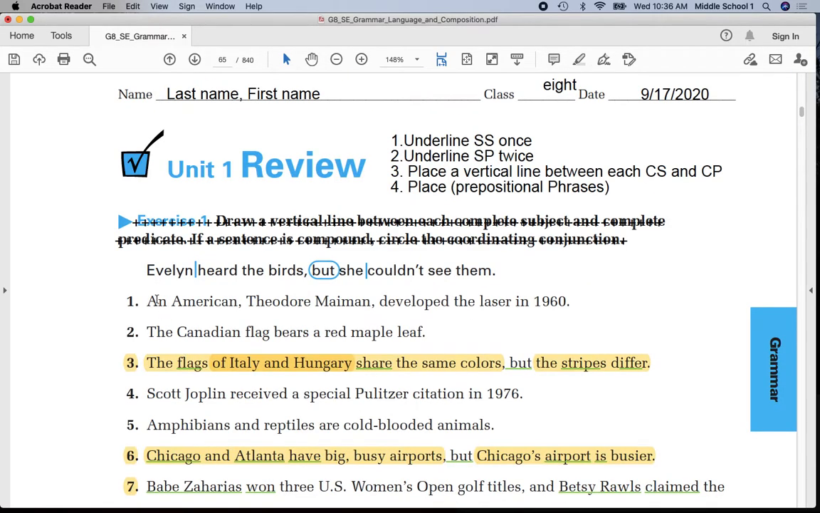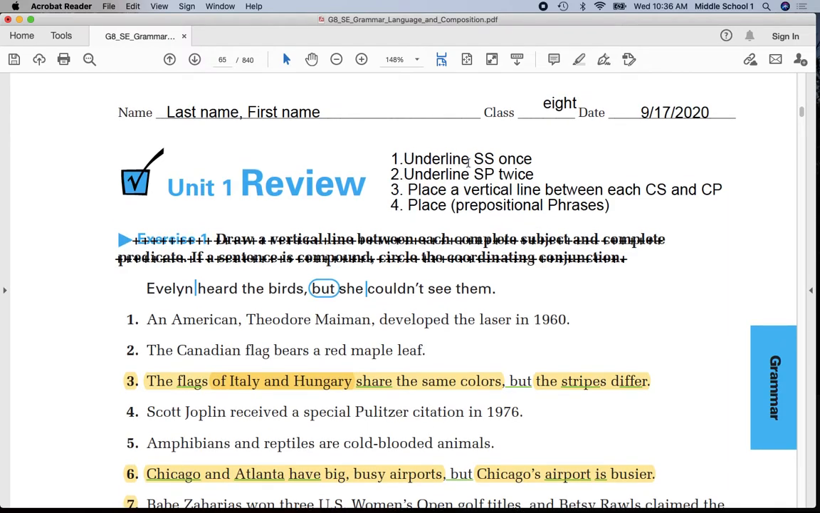Once again, please follow the directions at the top of the page. Underline the simple subject once, underline the simple predicate twice, placing a line between the complete subject and the complete predicate, and if the sentence has a prepositional phrase, put parentheses around it. Thanks again for listing your name, class, and date as my example shows up above.